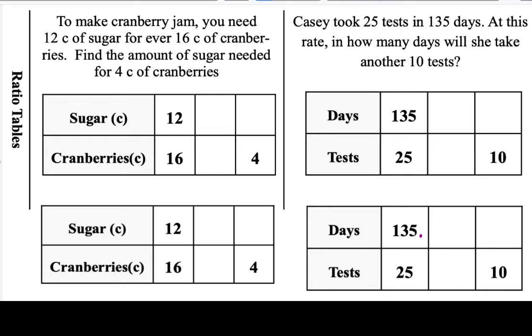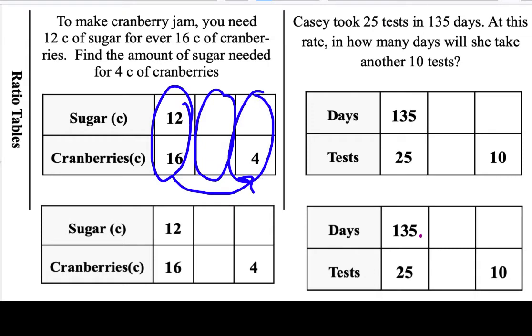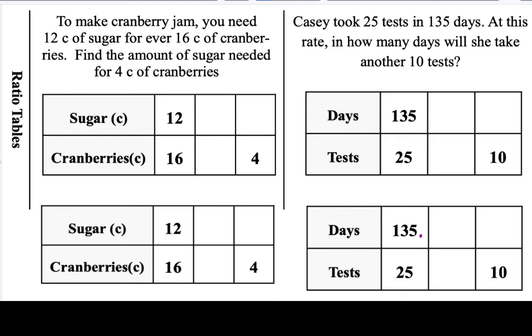Okay. So first one says, to make cranberry jam, you need 12 cups of sugar for every 16 cups of cranberries. Find the amount of sugar needed for 4 cups of cranberries. All right, so we need to go from 16 to 4. Now I know for this one, the numbers are easy. We really could go right from 16 to 4. But remember, the whole point of a ratio table is that each of these pairs of numbers is a different equal ratio. They're all equivalent to each other. They're all representing the same amount, just different versions of it, but they all need to be different. So we can't just skip over it just because we happen to have an easy number.